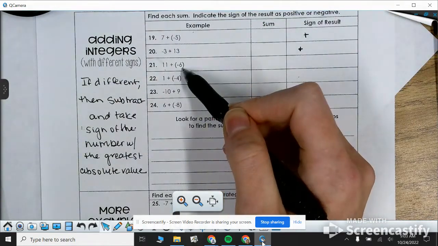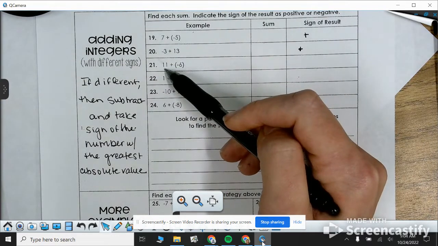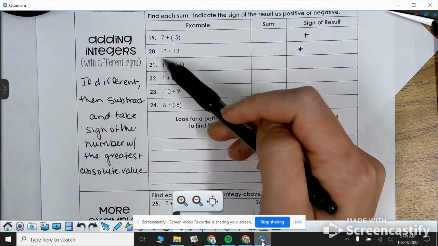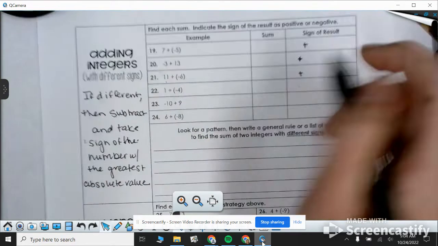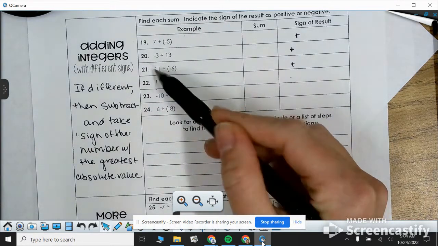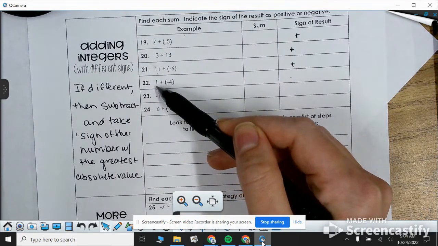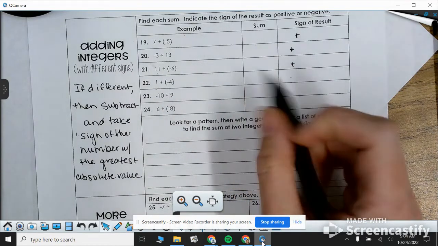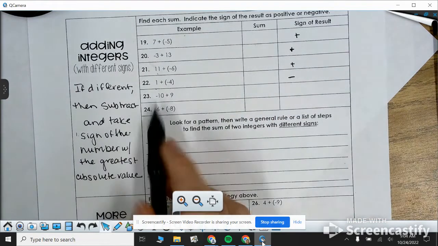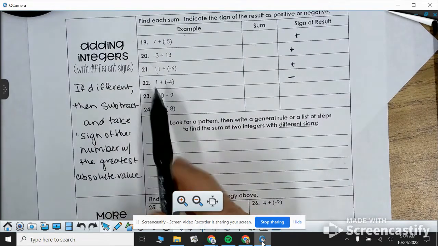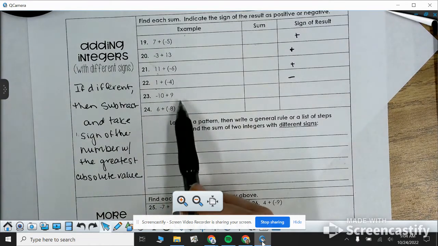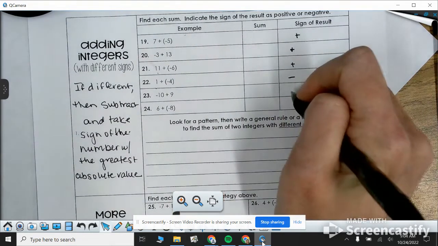11 plus negative 6. I have an absolute value of 11 and an absolute value of 6. Which is greater? The absolute value of 11. So I know my sign is going to be positive. Positive 1 and negative 4. The absolute value of positive 1 is 1, and the absolute value of negative 4 is 4. So I know my sign is going to be negative. Negative 10 plus 9. The absolute value of negative 10 is 10, and the absolute value of 9 is 9. So I know my sign is going to be negative.